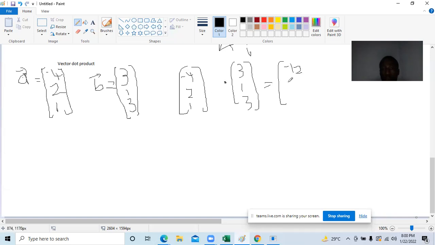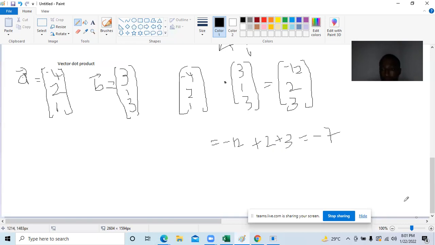2 times 1 is going to give us 2. And then 1 times 3 is going to give us 3. Then we add up everything in this product. So we have minus 12 plus 2 plus 3, which is minus 12 plus 5. So the answer is minus 7. So a dot product of minus 4, 2, 1 and 3, 1, 3 is a multiplication of these two vectors, and then you add up everything, giving us minus 7.